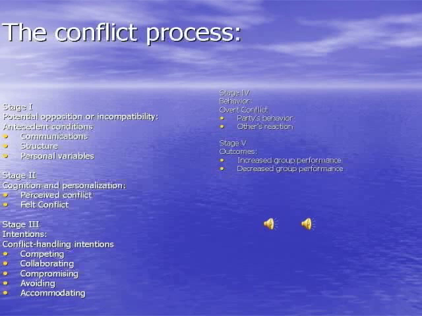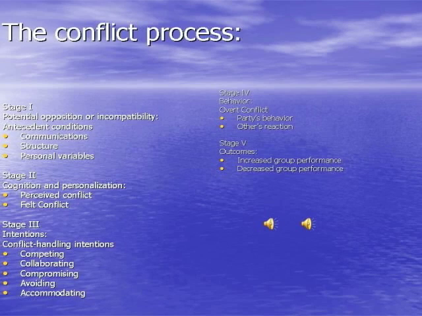It helps to think of stage 4 as a dynamic process of interaction. For example, you make a demand on me. I respond by arguing. You threaten me. I threaten you back, and so on. All conflicts exist somewhere along this continuum.